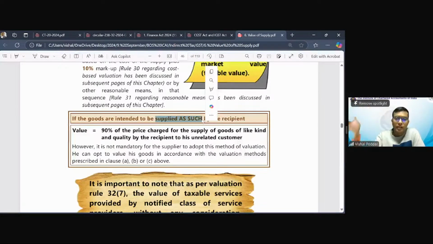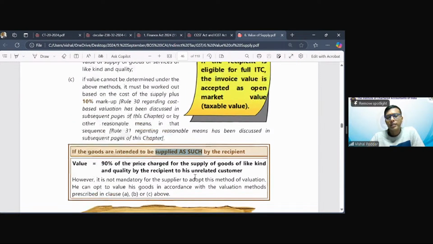So whatever price they charged, you find out that price. Now that will be easy. Why? Because they are your related persons, they are your distinct persons. That is why they have taken a chance of taking this value, where they are saying you take the price at which they have sold further and just take 90% of that price. In other words, you are keeping 10% margin for them. So we are assuming that they have earned 10% margin on their price. So the balance 90% becomes your value. I hope this is clear.